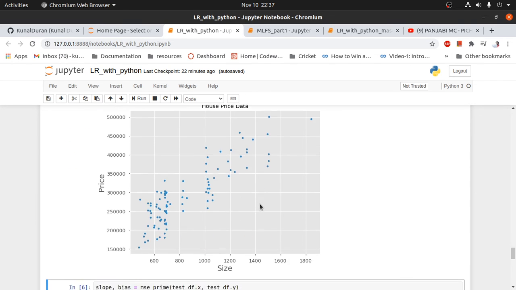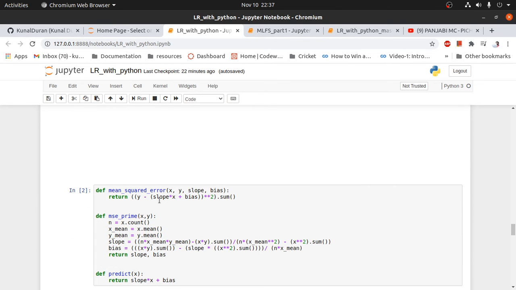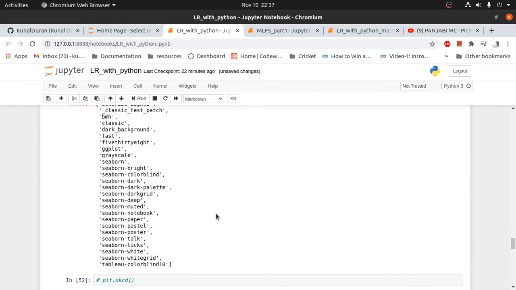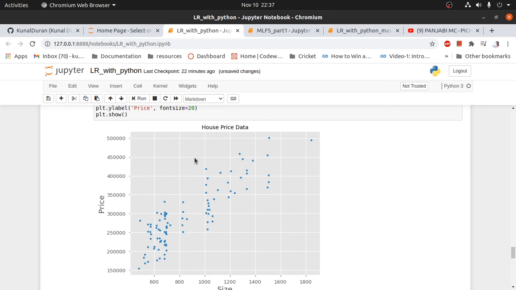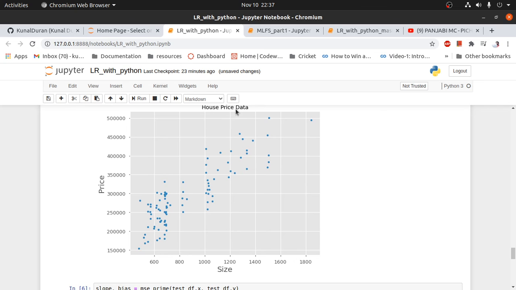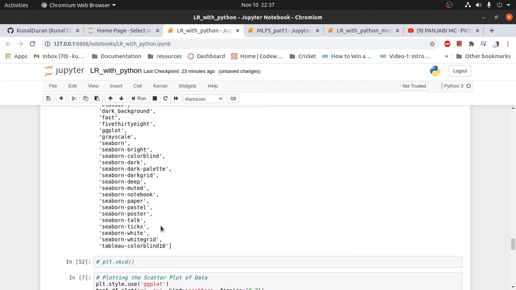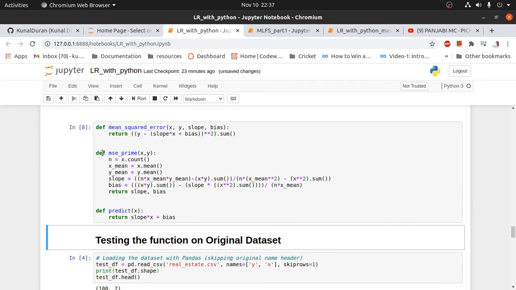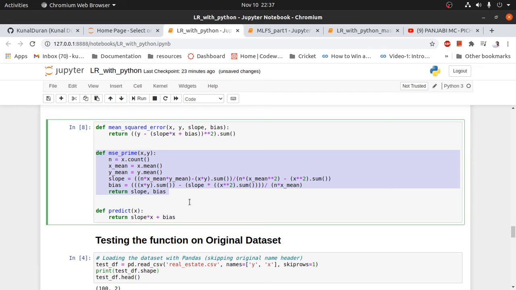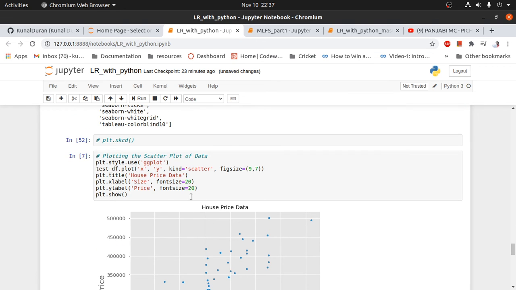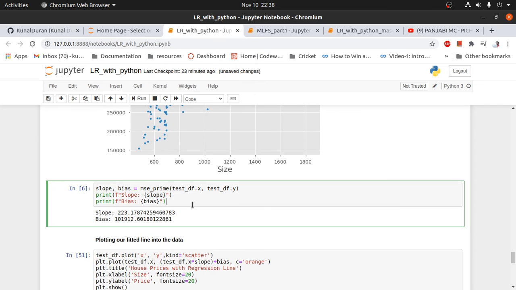So now, I think we forgot to run this cell. Okay, so now we have our data set in front of us. This is the house price data, and now with the help of our custom created function, we will extract the value of slope and bias, and if we know the slope and bias, everything is done. So that's what it is. We have to find the optimum values of slope and bias, and linear regression is, that's it.